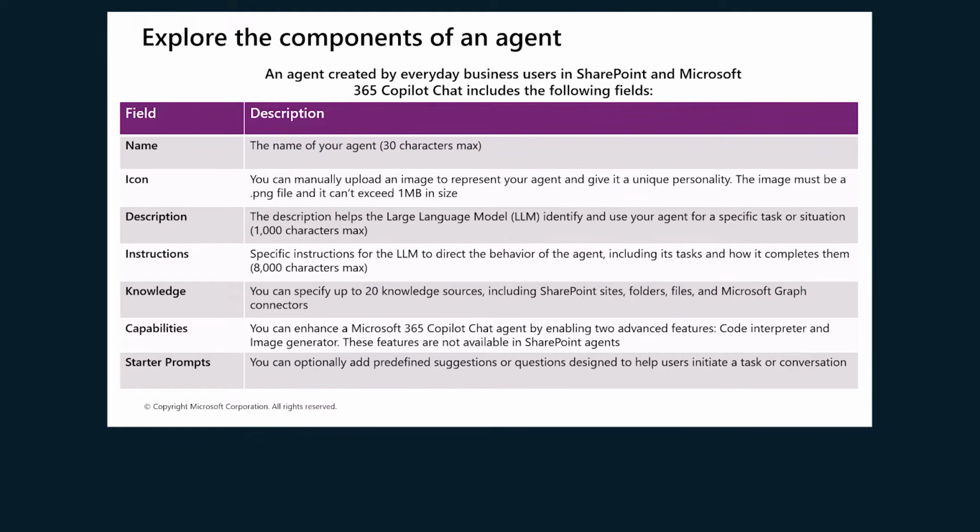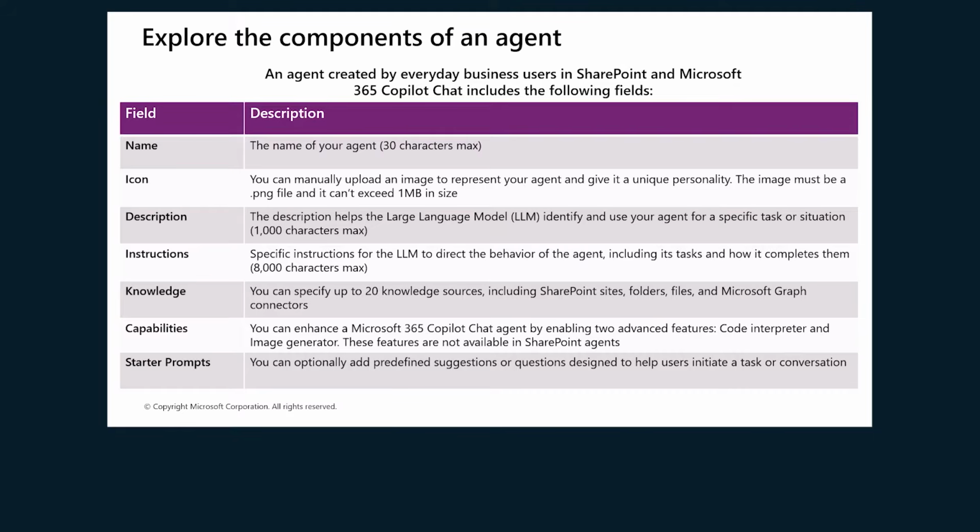Every agent begins with a name. It might sound simple, but naming your agent clearly helps users understand its purpose right away. You've got a 30-character limit, so make it concise and meaningful. Next is the icon. This is where you can give your agent a bit of personality. You can upload a .png image, just keep it under a meg. It's a small touch, but it helps users visually identify the agent, especially when you're working with multiple ones.